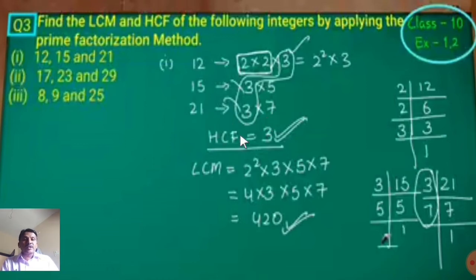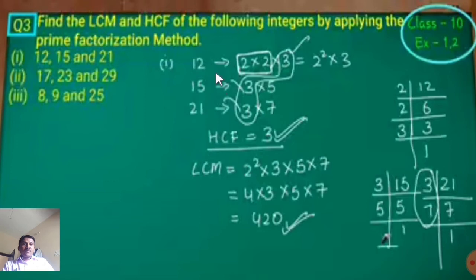What is the highest common factor of these three numbers? See, 2 is here, 3 is here. 2 is not in the remaining two terms, so you have to leave this one. Come to 3. 3 is here and here also, so you have to take 3 as the highest common factor. 5, 7 are not common. So the highest common factor of 12, 15 and 21 is 3.